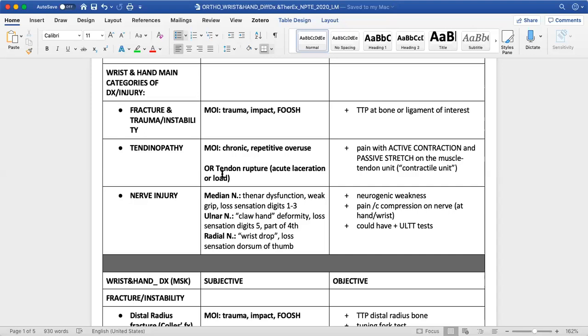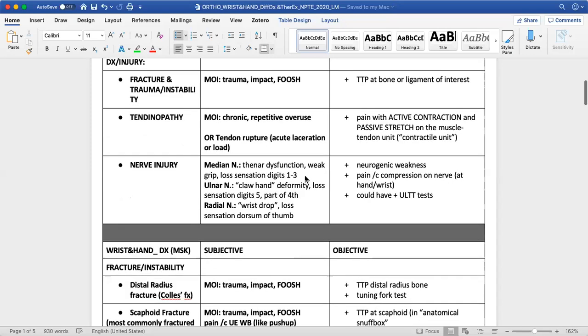We can also have tendon rupture, and this is commonly described in the finger flexor tendons or extensor tendons due to a mechanism such as an acute laceration or a load, like a crush injury or a laceration injury where the tendon is severed.